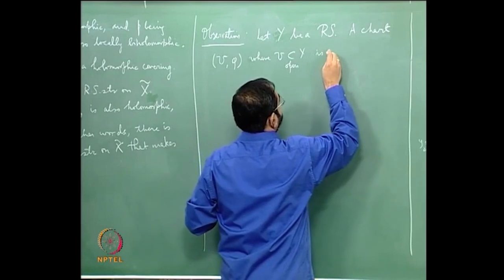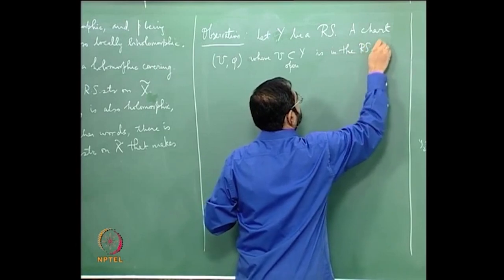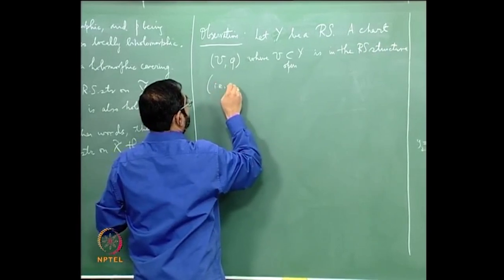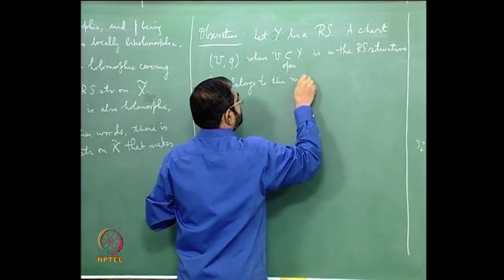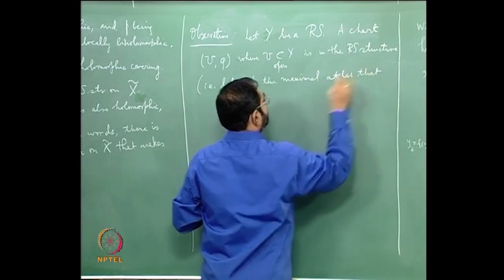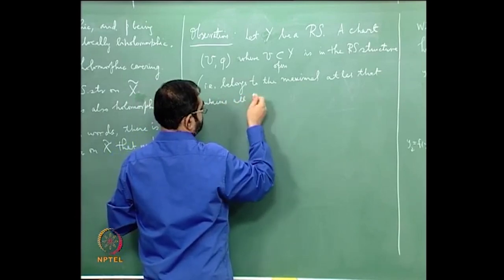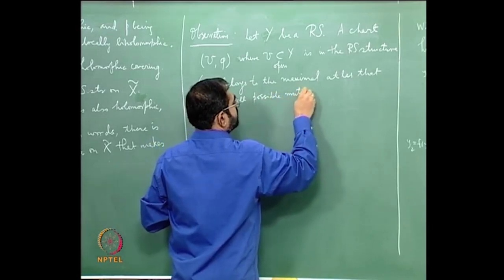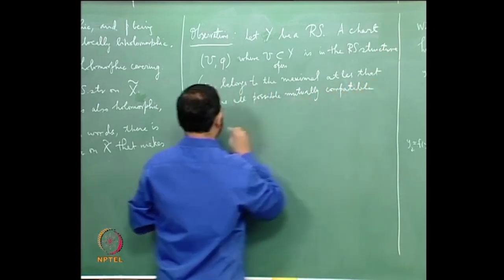is in the Riemann surface structure, that is, belongs to the maximal atlas that contains all possible mutually compatible charts.